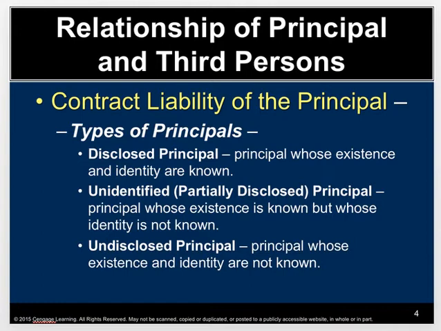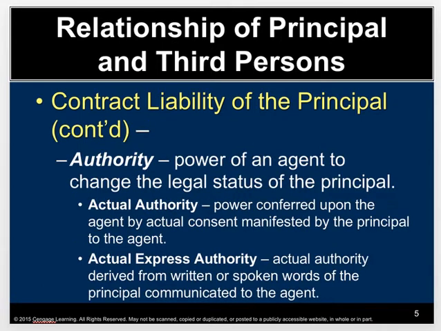So that's the reason why that whole relationship is not disclosed, or the reason why that's done many times. But each of these types of relationships, the types of principals, create certain duties and certain liabilities for both the principal and the agent. So let's talk a little bit about authority. Authority is the power that the agent has to change the legal status of the principal. In other words, to bind or act on behalf of the principal.